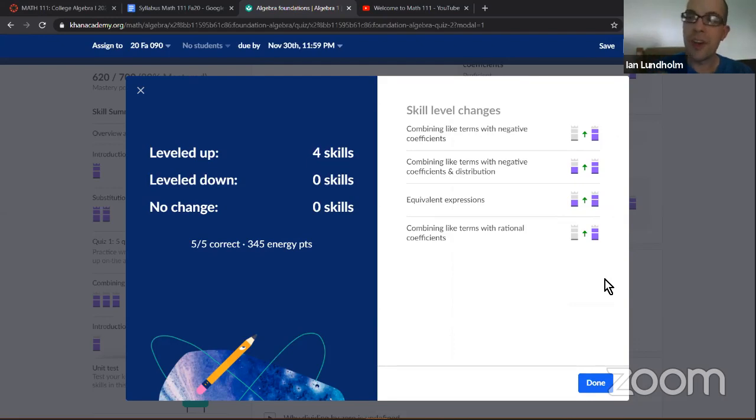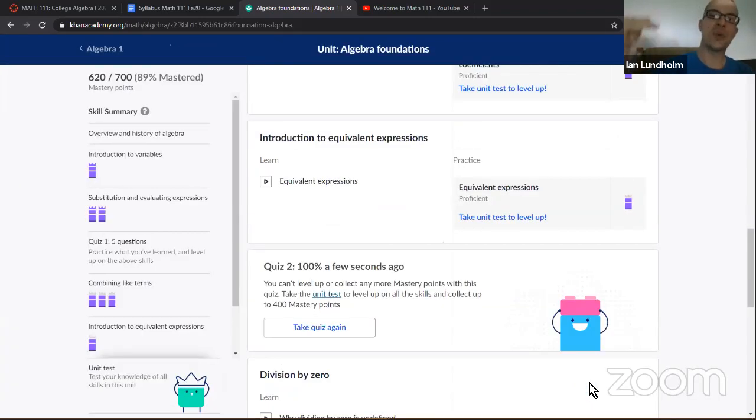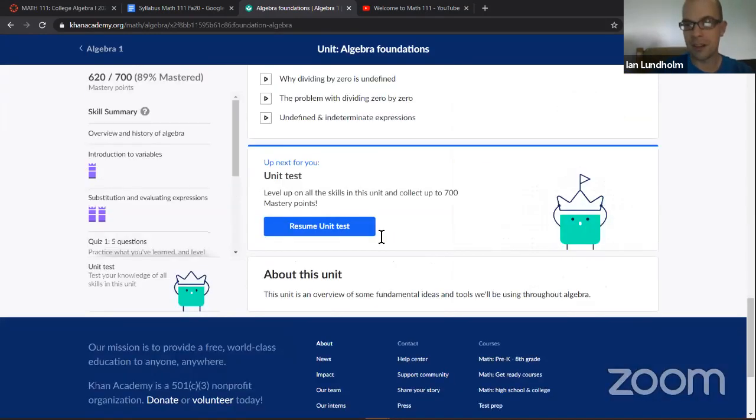Now, getting perfect on quizzes only allows you to get up to 80% mastery, or basically 2 bars. And that's all the higher that quizzes will allow you to go. The only way to get from 80 to 100% would be to take a unit test, and the unit tests are down here at the bottom of each unit.